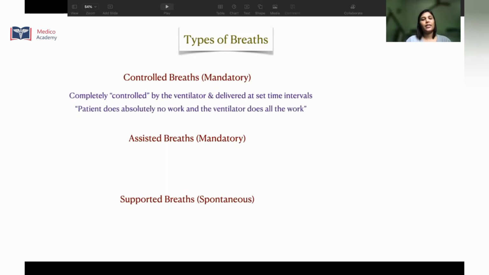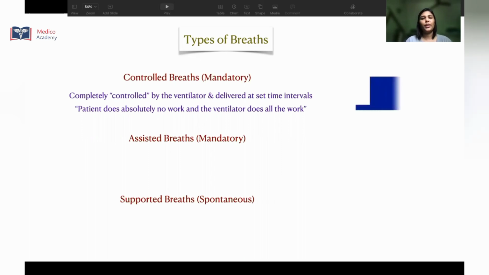Controlled breaths, as the name itself indicates, are completely controlled by the ventilator and they're delivered at set time intervals. For example, if we set a ventilator rate of 15 breaths per minute, that means in a minute, that is 60 seconds, 15 breaths have to be delivered to the patient. So by simple calculation, 60 seconds divided by 15 breaths is 4. So every 4 seconds, one mechanical ventilatory breath will be delivered to the patient. In this, the patient does absolutely no work, and it is the ventilator that does all the work.